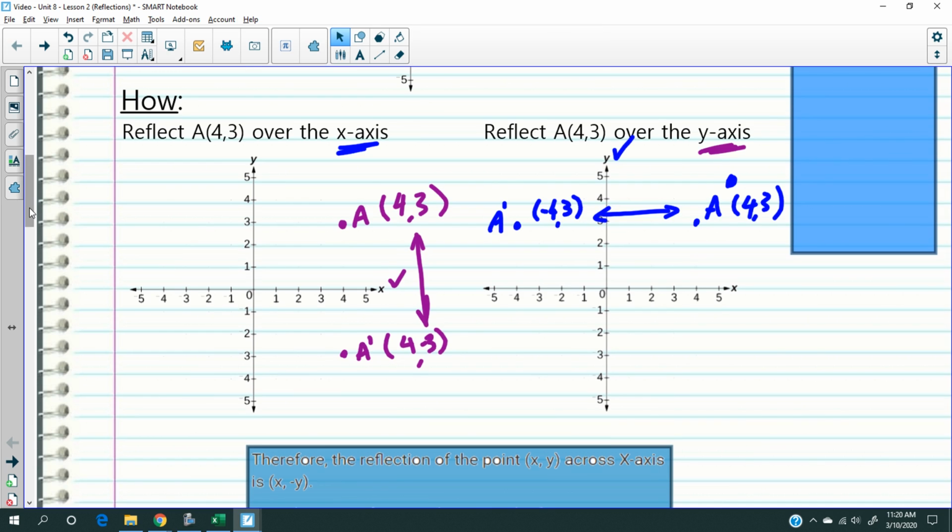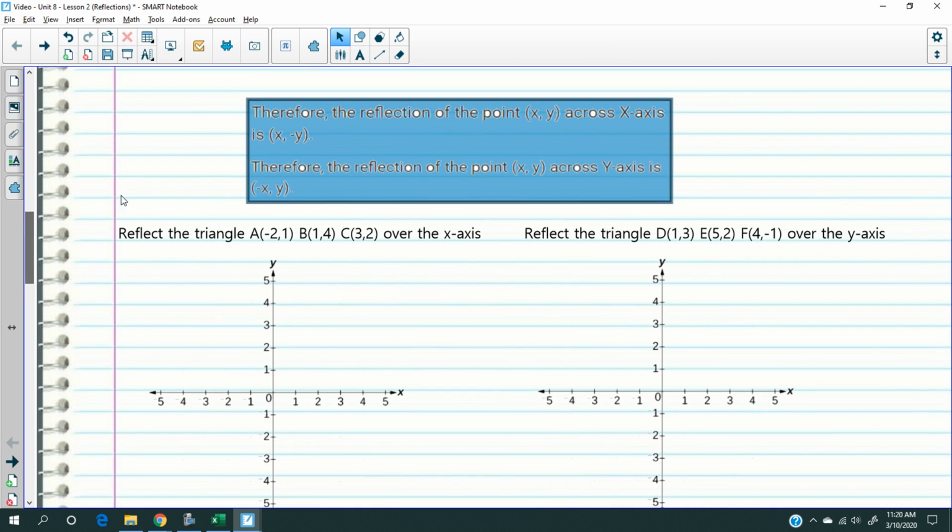So write this down then. Copy this down. Therefore, the reflection of the point (x, y) across the x-axis is (x, -y). One way to help you remember this: x-axis, the y changes. When you reflect across the y-axis, the x changes. Copy this down right quick. You can pause it right now if you want to.